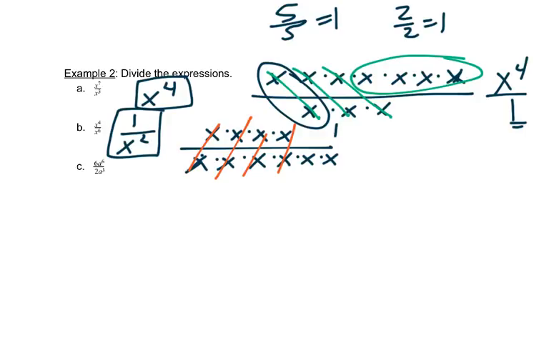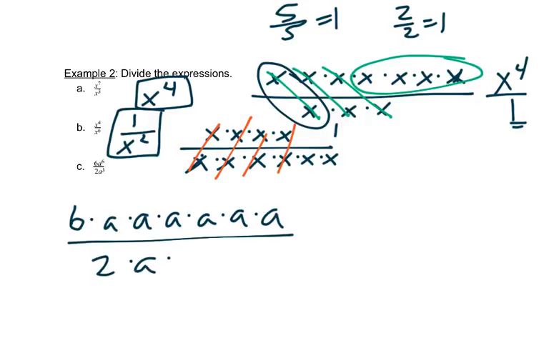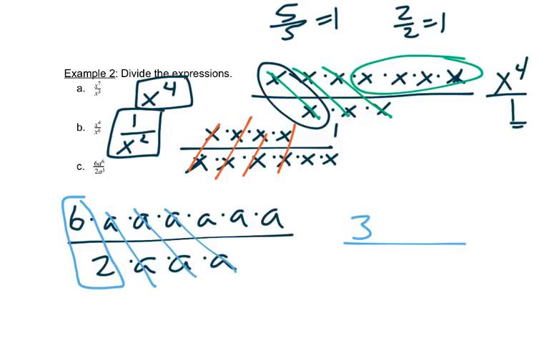Let's look at C. C is 6 times a, 6 a's, and then 2 with 3 a's on the bottom. So for the number part, we just divide. 6 divided by 2 is 3. The bigger number is on top, so that 3 is on top. Cancel out the a's. That leaves me a cubed on the top. So everything on the bottom was canceled out, which leaves a 1 on the bottom. If the 1 is on the bottom, dividing by 1 doesn't do anything, so we just have 3a to the third.